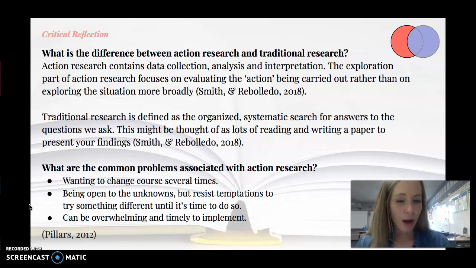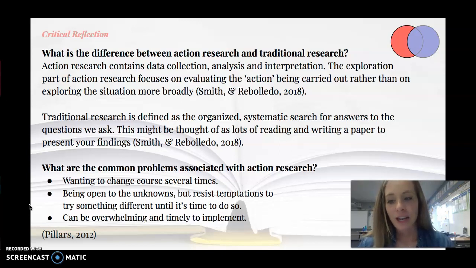What are the common problems associated with action research? I found that some problems could be, as a teacher, you may want to change course several times. A teacher just naturally goes with the flow and moves along with what the students are doing to keep them engaged and keep them involved. But for the data, you need to make sure that you're staying on course.